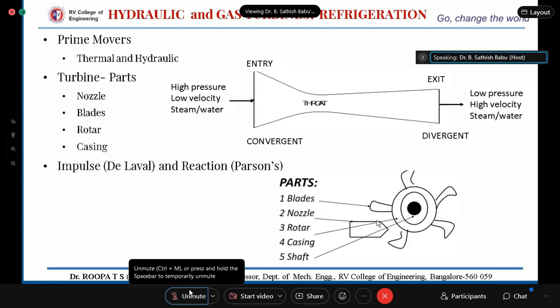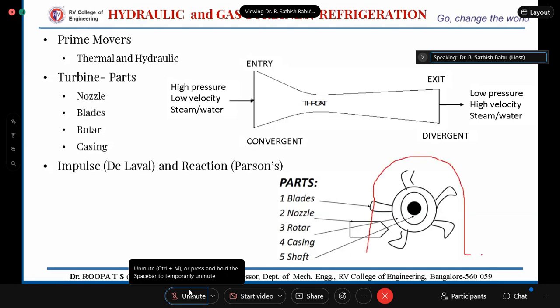And this is the nozzle through which the water or the steam is flowing. That water or steam which is coming out of this nozzle will strike these blades so that the rotor sets into motion. So we have blades, nozzle, rotor. Casing is the one which covers the entire component. It is not shown here actually. So the casing is the one which covers this entire thing; it will be housed inside the casing.